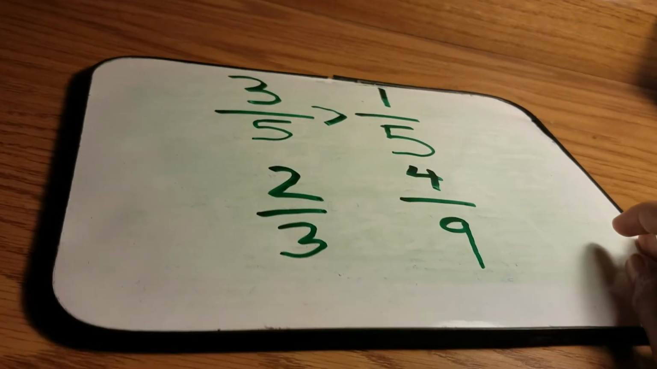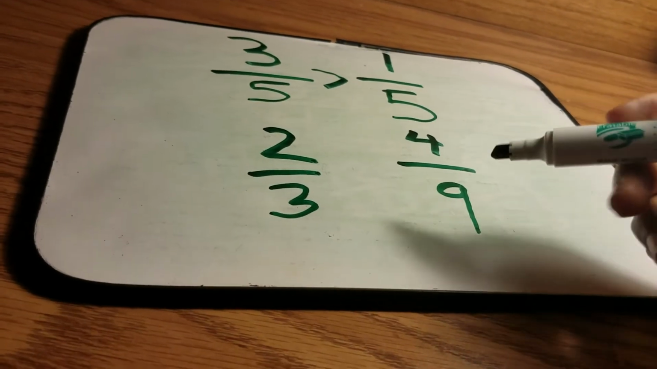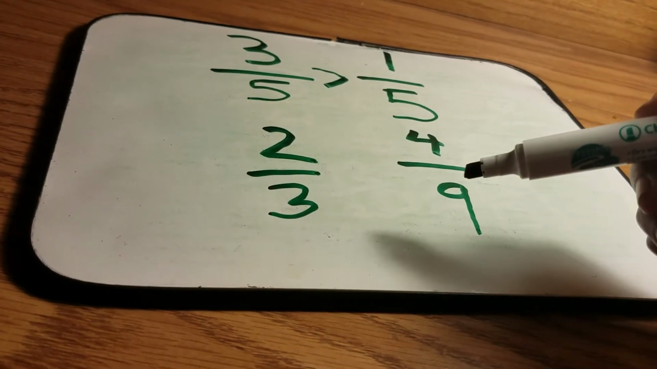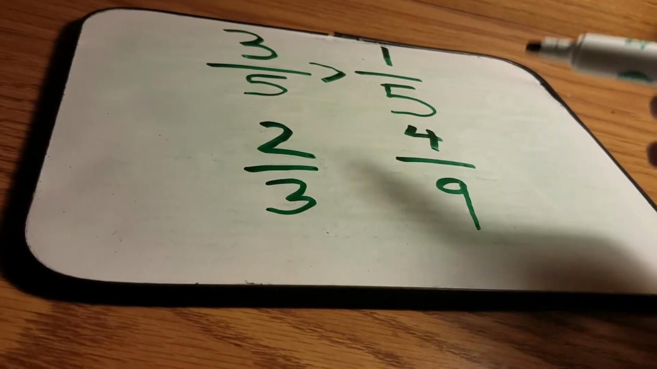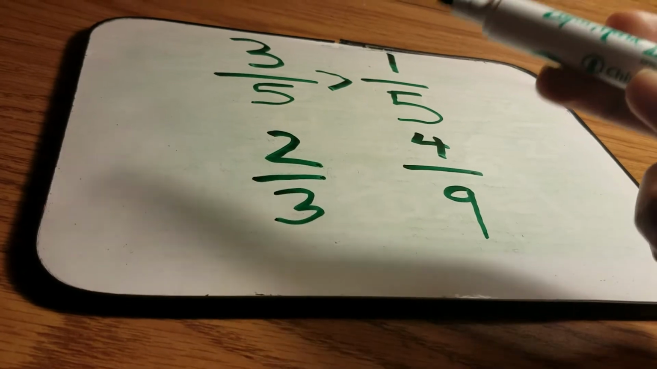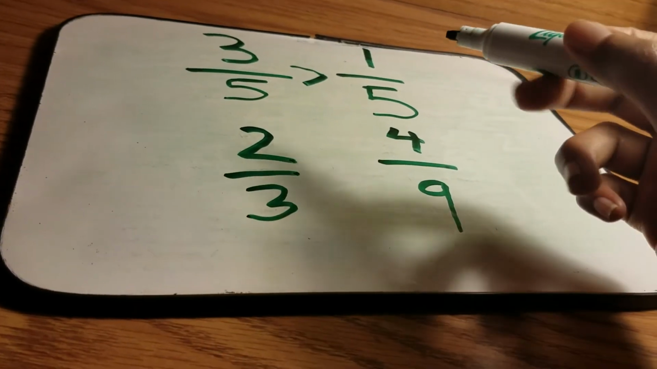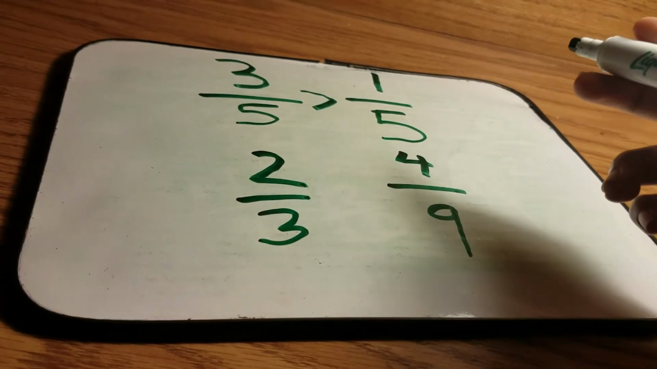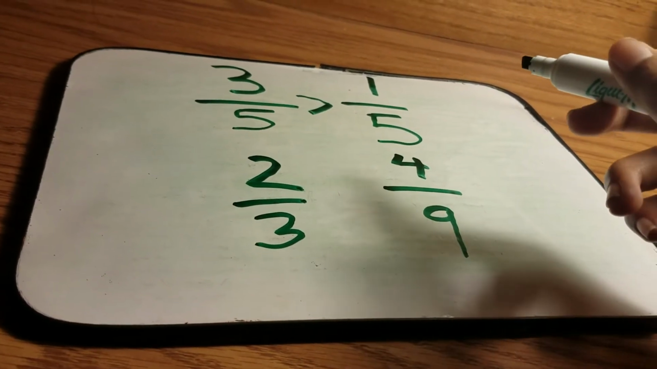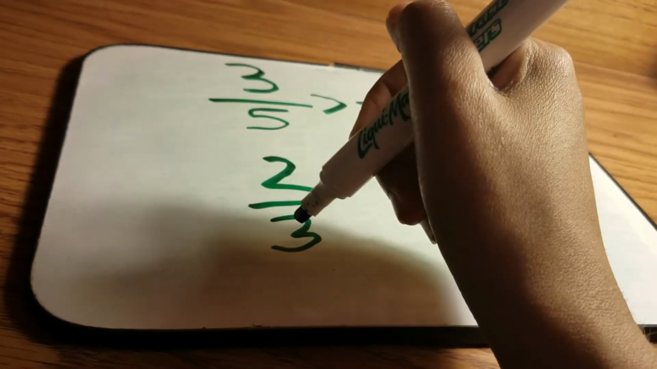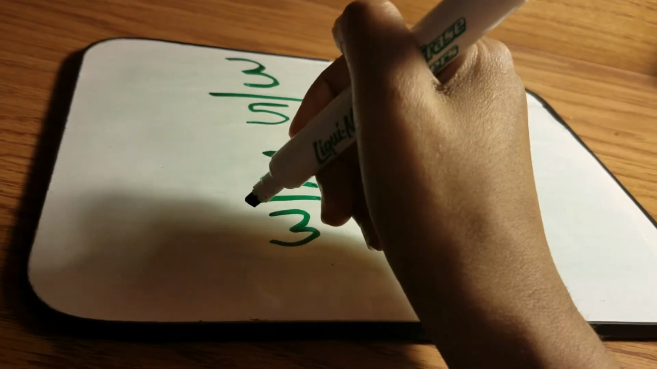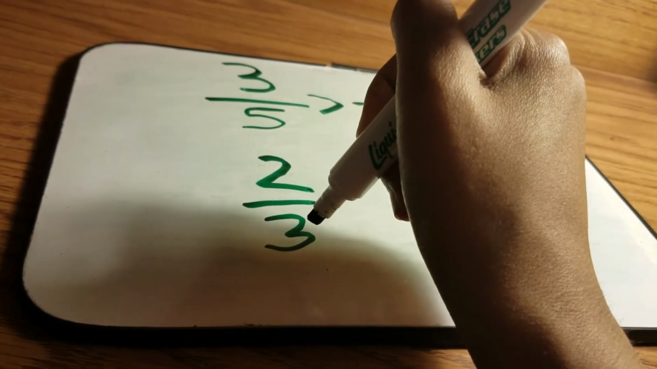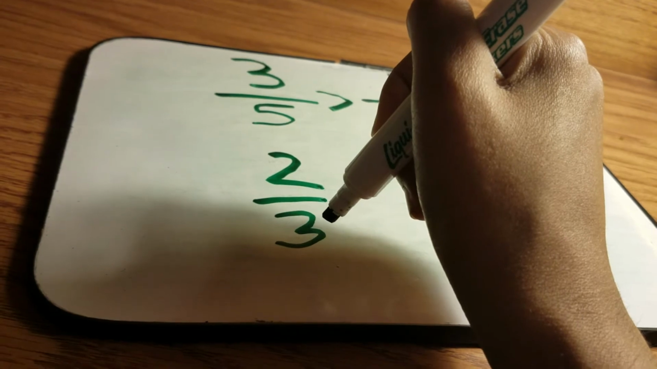Now our second example is different. We have two fractions with different denominators. So to make this simple, we can use our least common multiple method. And the way we're going to do this is by taking this fraction and creating a common denominator.